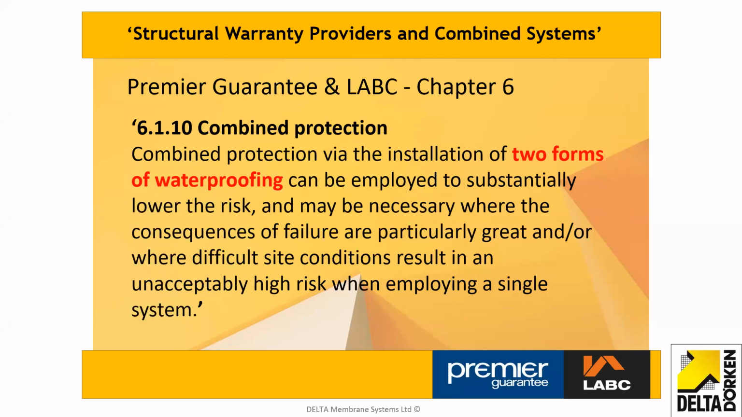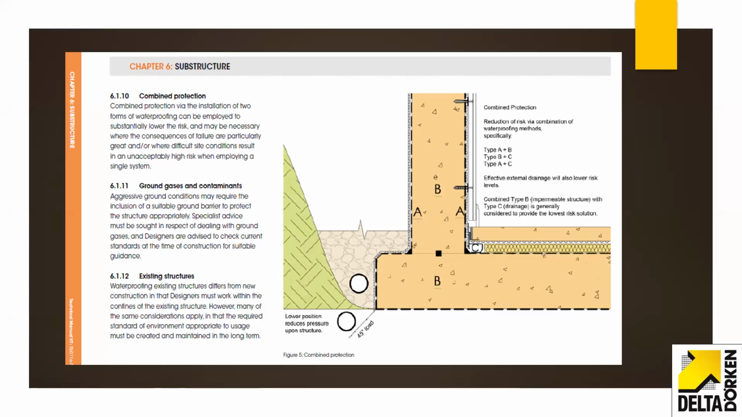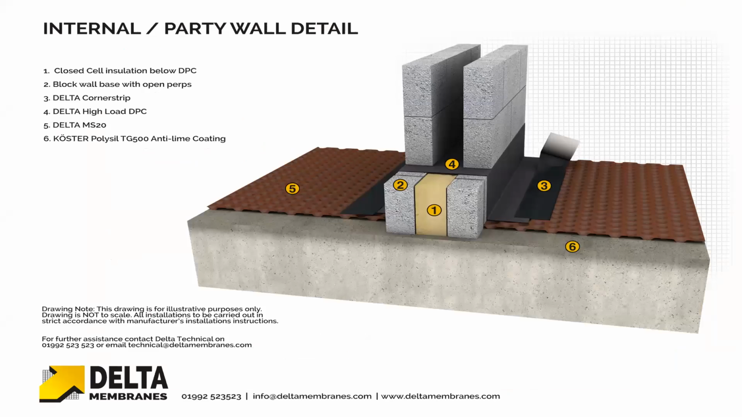Combined protection by the installation of 2 forms of waterproofing would substantially lower the risk and may be necessary where the consequences of failure are great. Wherever the consequences of failure are great, grade 3 environment, okay, an occupied environment where no water ingress or damp patches are allowed. So we combine systems, and that's the LABC technical manual talking about how to combine systems and educating their surveyors on what good practice is.